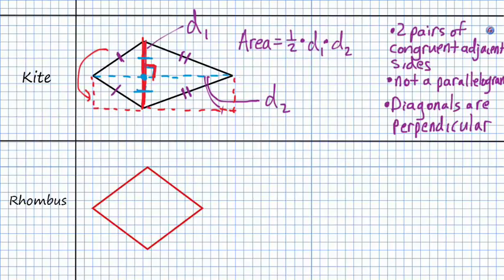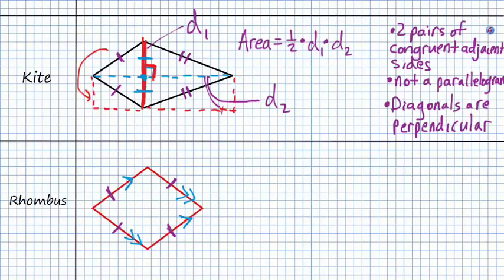Now, rhombuses we're going to see are similar, but they have some important distinctions. The most important thing about a rhombus is that it is a parallelogram, so it has two pairs of parallel sides. So those are parallel, and then those are parallel. So we know that the rhombus is a parallelogram, but it's a very particular parallelogram. It's a parallelogram in which all four sides are congruent.